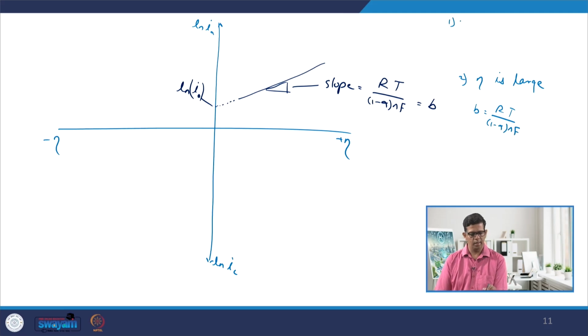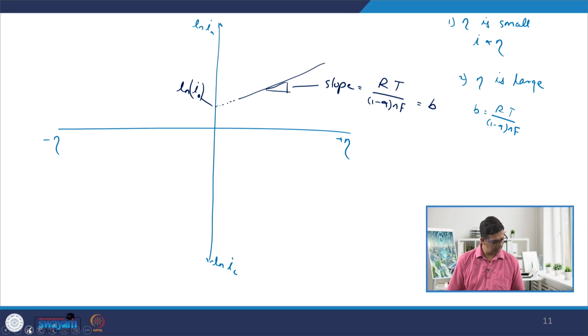What is the case when eta is small? If you recall this equation, it says that eta is directly proportional to I. So, in other words, it is a straight line which passes through the center. We draw it with a different line. This is the zone where eta is small.